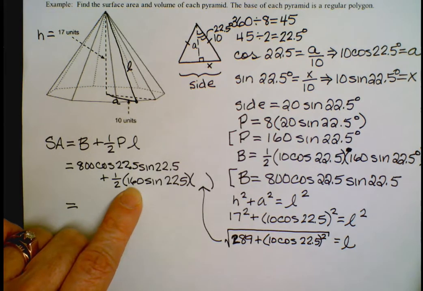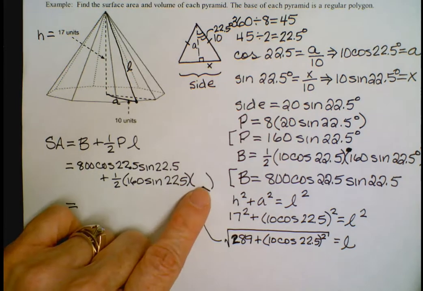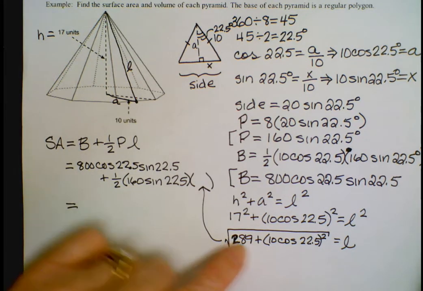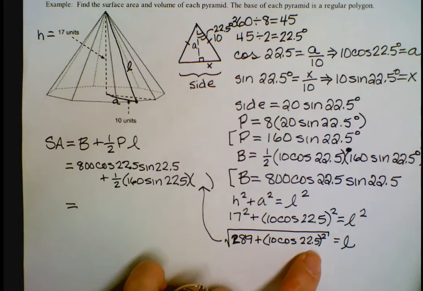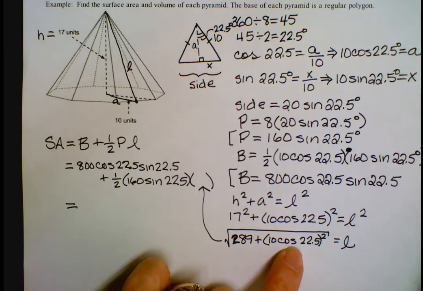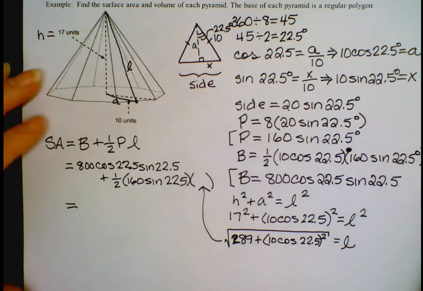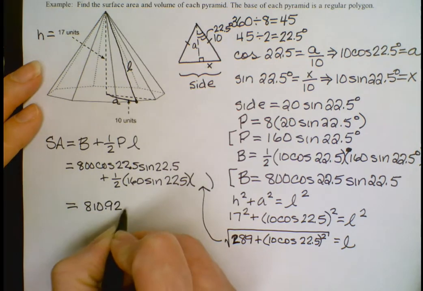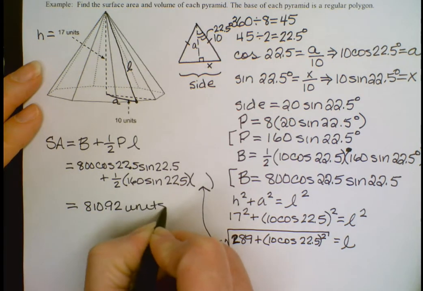Oops. Typed in the wrong angle. That wouldn't work. 289 plus. Now here you want this quantity in parentheses as well. 10 cosine 22.5. Close that parenthesis, squared. And then in my case, when I open the square root, I have to close the parenthesis again. And that gives us a value of 810.92 units squared for the surface area.